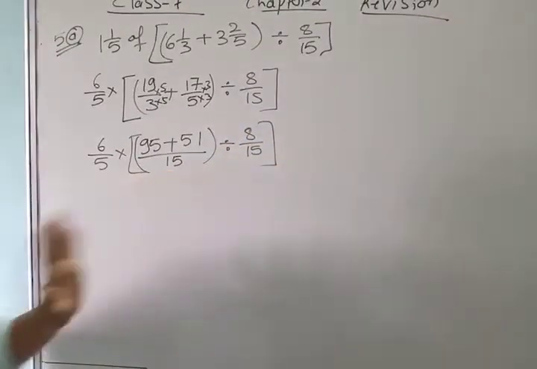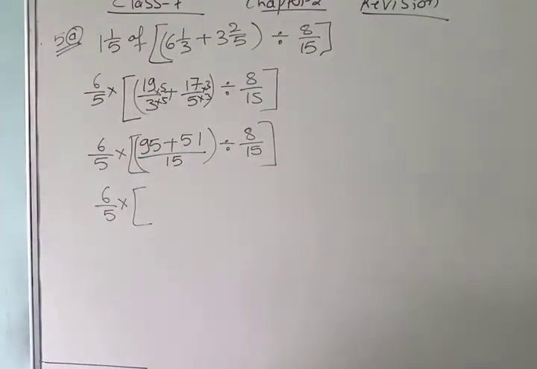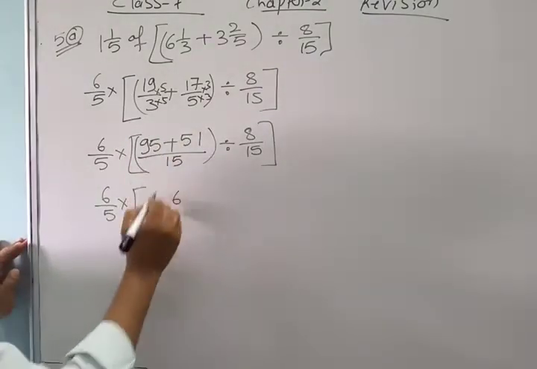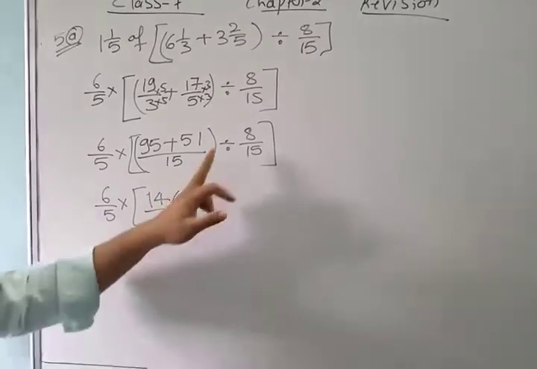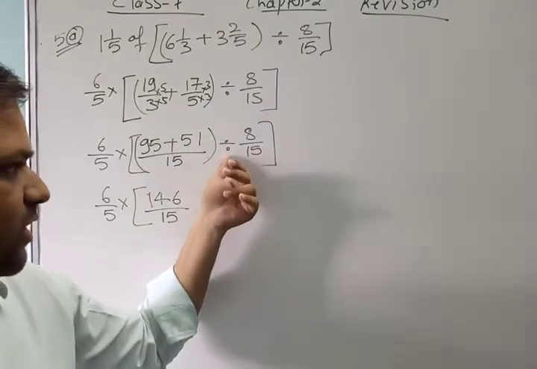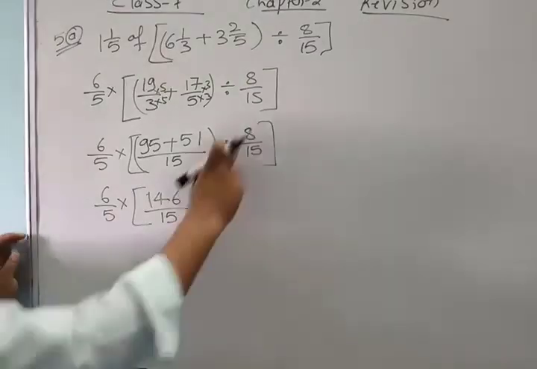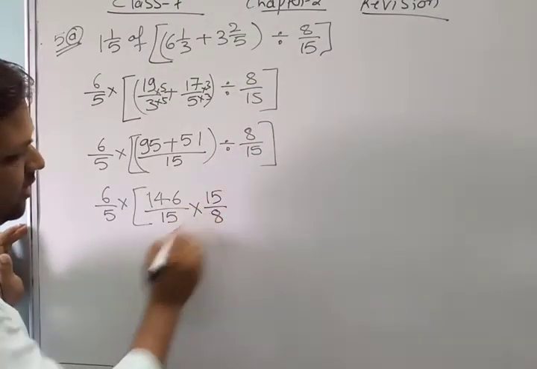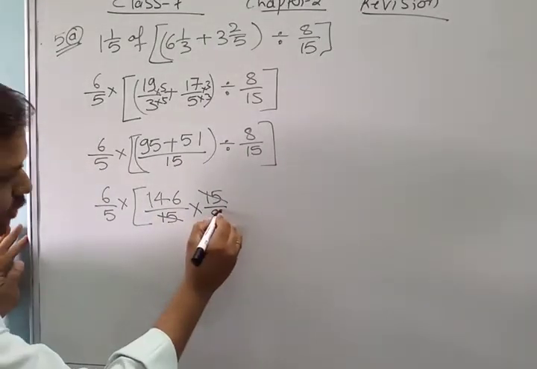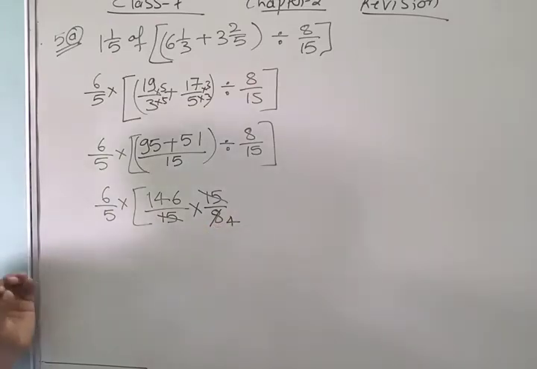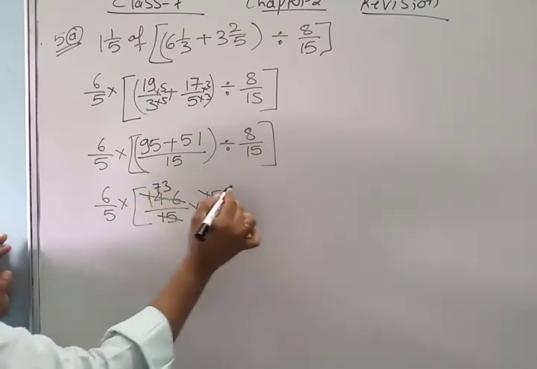Remaining question we can write as it is. It is same 6 by 5. Now 95 plus 51, 5 plus 1 is 6, 9 plus 4 is 13, that is 146 upon 15. Then how we have to divide in fraction? Just convert the division in multiplication and reverse, the reciprocal of the next digit. So 8 by 15 is written as 15 by 8. So these both 15 15 are cancelled. 8 is divisible by 2, then it will become 4. Then 146 is divisible by 2, then it will become 73.